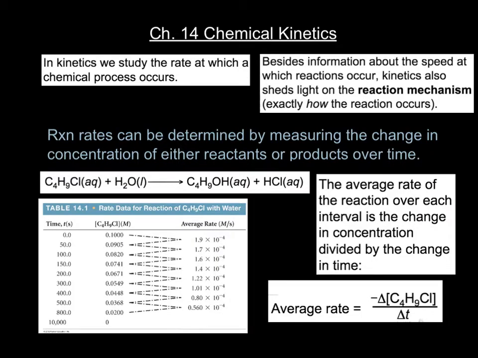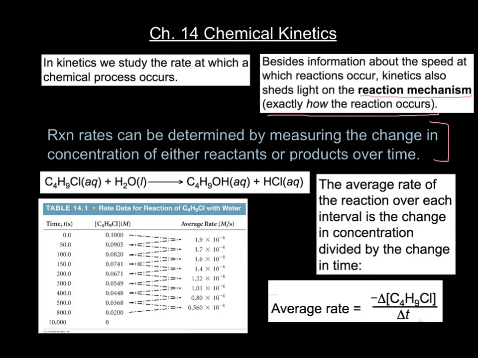It also tells us not only the rate of reactions, but in the science of kinetics, we look at the process by which those reactions occur. So exactly how the reactions occur, and we call that a reaction mechanism. It's basically a step-by-step breakdown of how the reaction occurs from reactants to products. Now, reaction rates can be determined by measuring the change in concentration of either reactants or products.